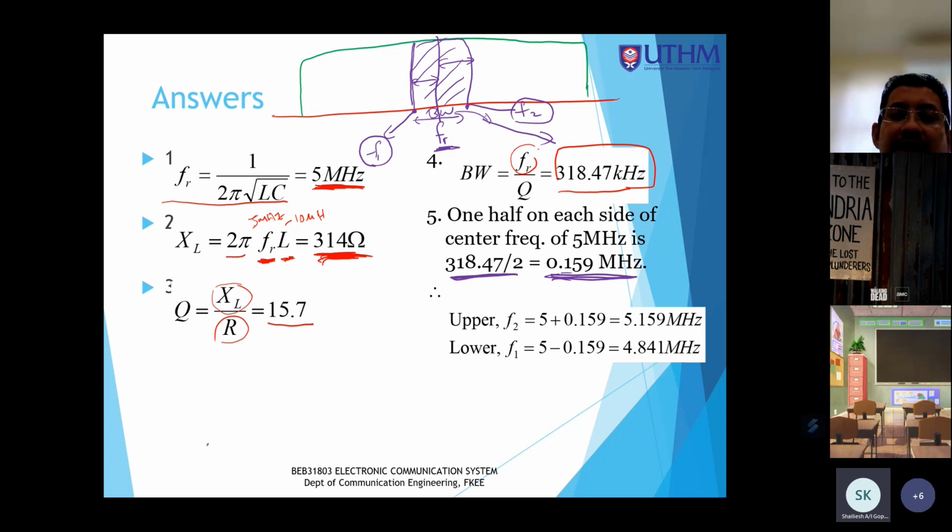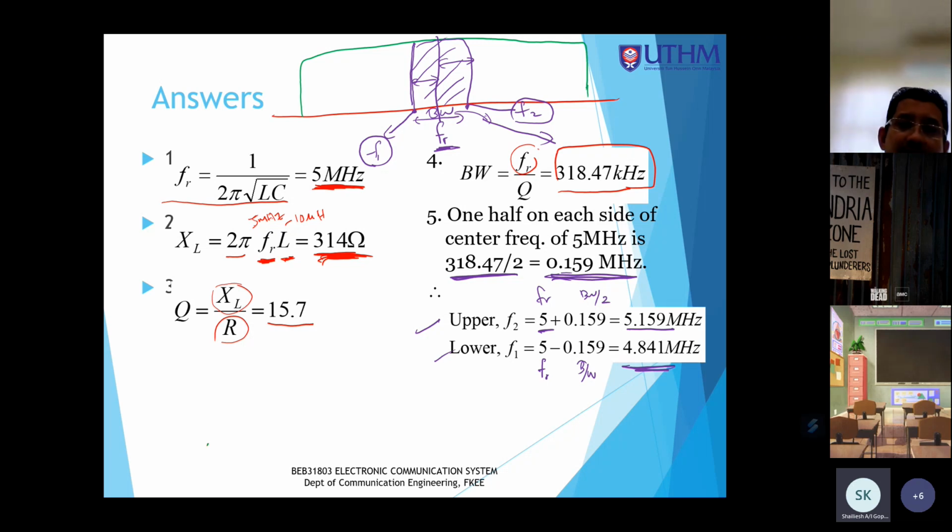So maknanya the upper frequency adalah hasil tambah center frequency FR plus the half of the bandwidth, bandwidth bahagi 2. So you akan dapat 5.159 MHz. Okay, and then what? For the lower frequency, dia adalah daripada center resonant frequency tolakkan dengan bandwidth dibahagikan dengan 2, separuh tadi. So kita akan dapat lower frequency 4.841 MHz.